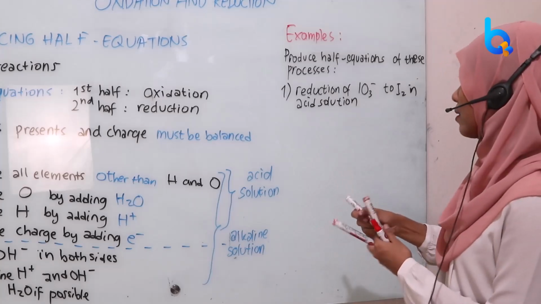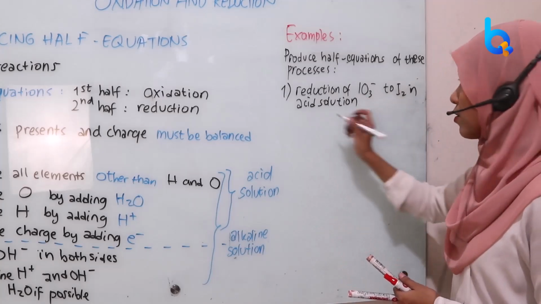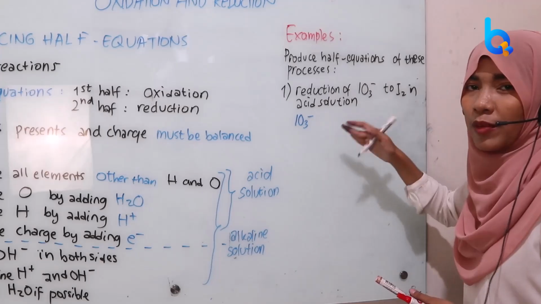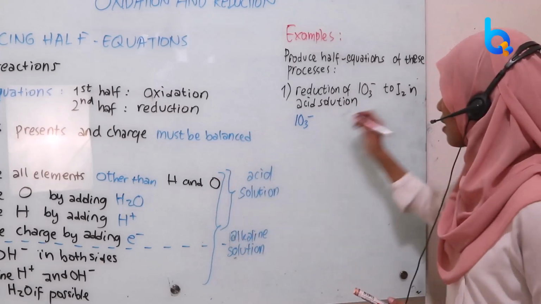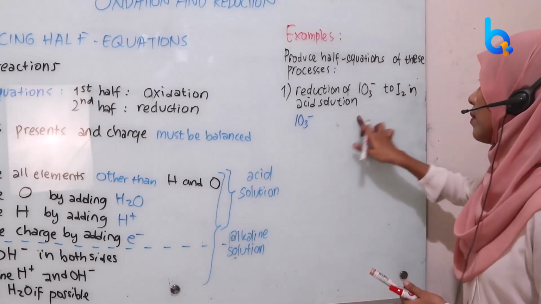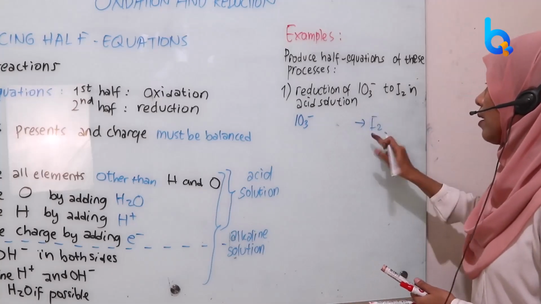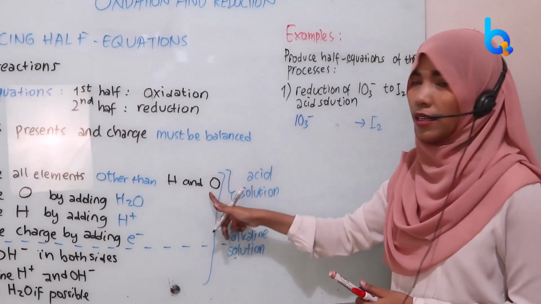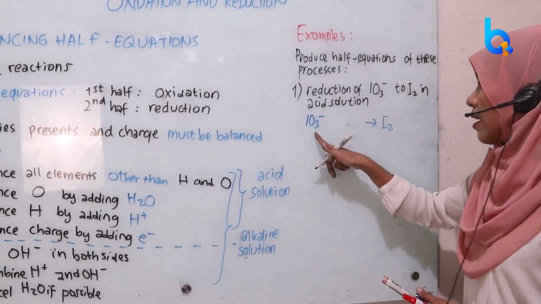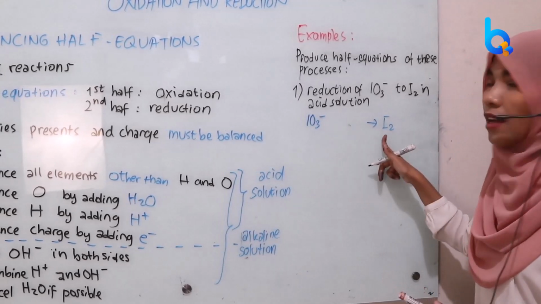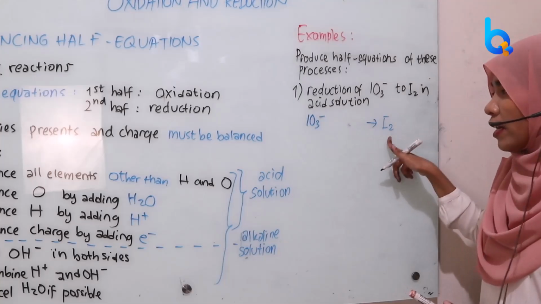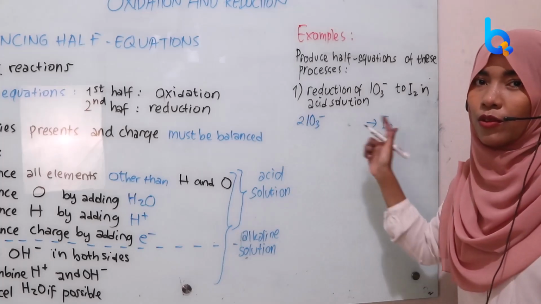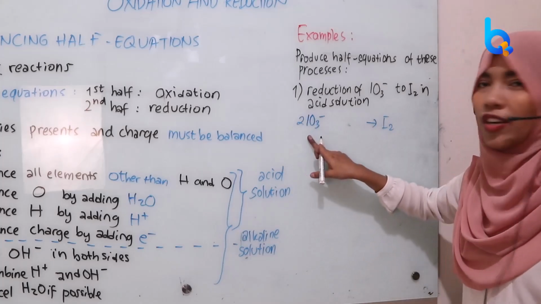Let us write, because we start with IO3-, so we write IO3- here. We give some space because maybe we will add some species as stated in these steps. Then I2. Okay, so let us do this step. The first one, all elements other than H and O must be balanced. The element other than oxygen and hydrogen here is iodine. On the right side we have 2 iodines, on the left side we only have 1, so we have to multiply by 2 to end up with 2 iodine. Done for step 1.